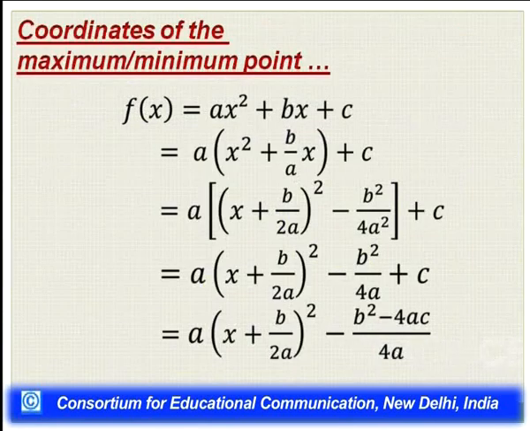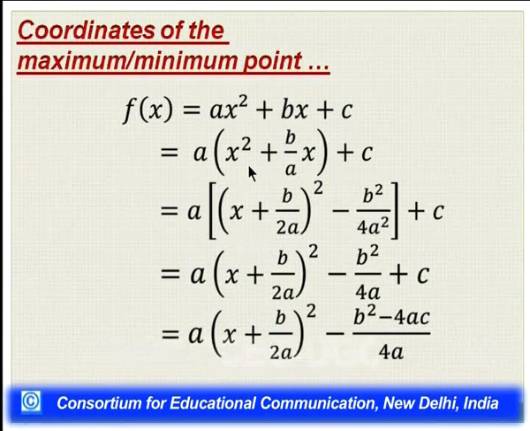Now let's get at the math. So our function is f(x) = ax² + bx + c. Again, we will use the method of completing the square. So we will take a common, which then gives us in parentheses x² + (b/a)x, and then outside we're going to have a plus c, as the above expression is showing.